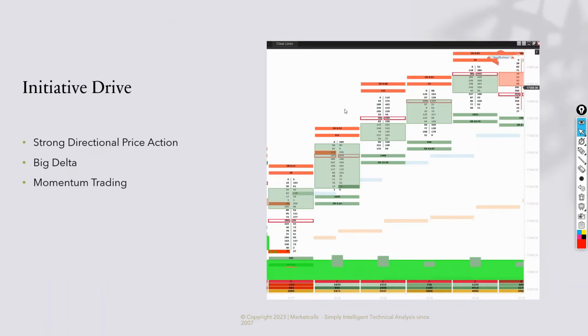And coming back to the point here, the initiative drive is mostly directional. It happens with volume, it happens with big deltas, right? Many big deltas, bigger volumes. That is what you can see in the initiative drives. There are various ways an initiative drive happens. One of the peculiar things is one time framing, big volume, big delta, strong trending price action. That's a key thing here.